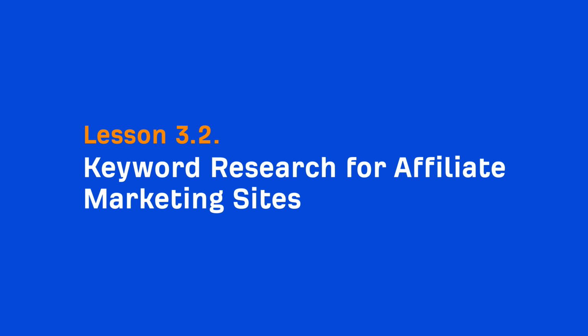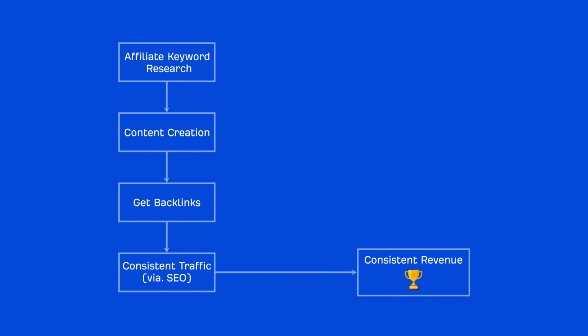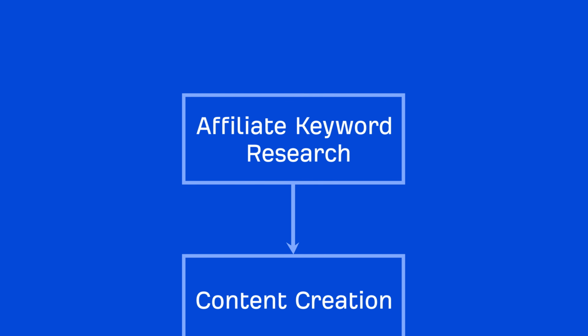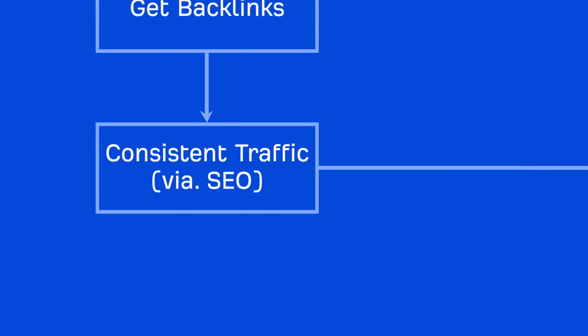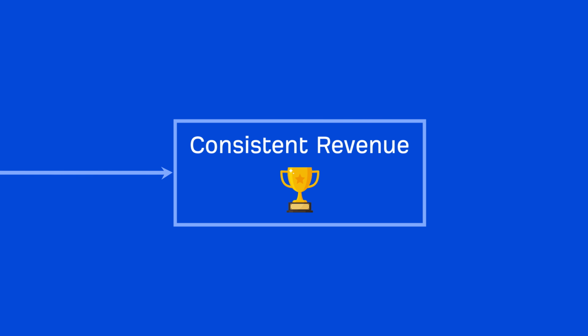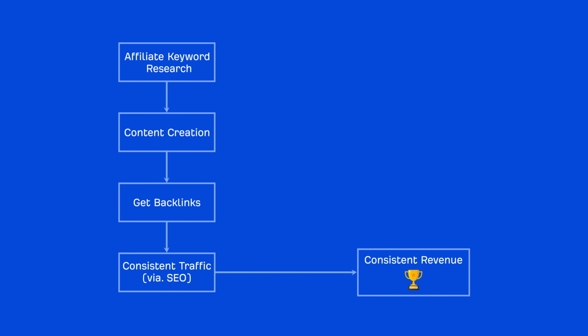Hey, it's Samo, and in this lesson, I'm going to show you how to do keyword research for your affiliate marketing site. Now, keyword research is the first step in our flowchart in our journey to a consistent income through an affiliate site, and it's basically going to set the foundation for the topics you'll create content on.